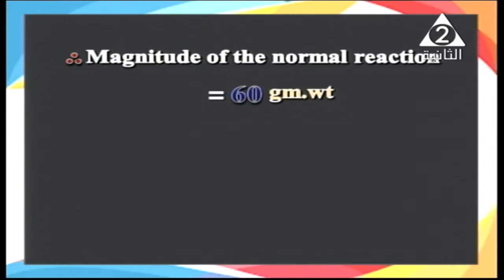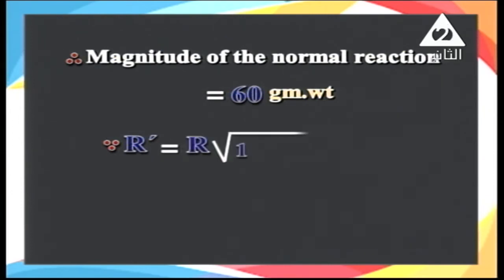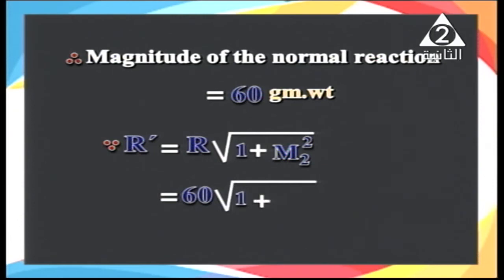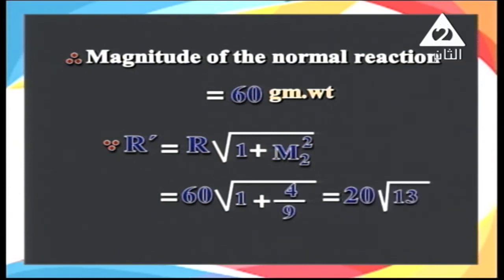Magnitude of the normal reaction equals 60 kg-wt. What is the meaning of resultant reaction force R'? R' equals square root of R squared plus (μs R) squared, which equals R times the square root of 1 plus μs squared, equals 60 times the square root of 1 plus 4/9, which equals 20. Then R' equals 20 root 13 kg-wt.